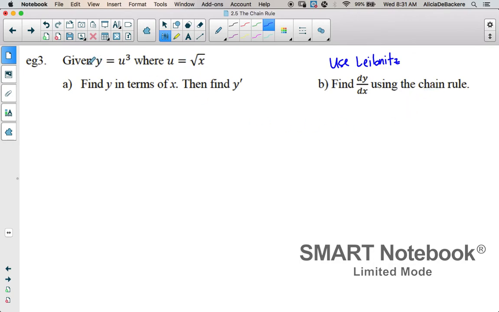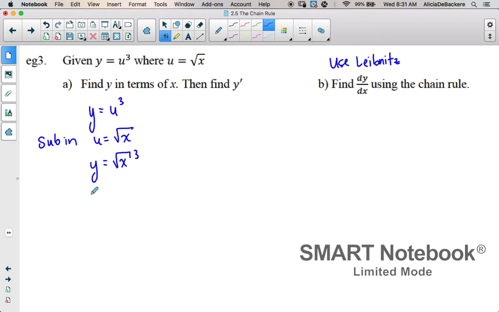So we're given two equations here. One of them is y in terms of u, and then I've got u in terms of x. Now I want to find y prime in terms of x. So in part A, the first thing it says to do is find y in terms of x. So I know that y is equal to u cubed, and I want to find it in terms of x. So what I'm going to do is just sub in u is equal to the cube root of x. And I get y is equal to the square root of x cubed.